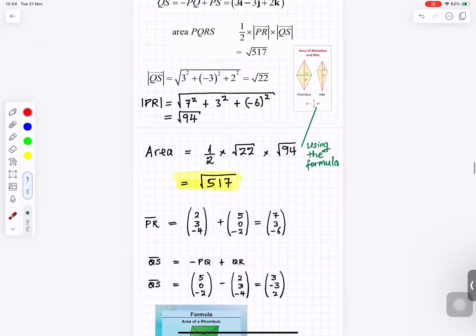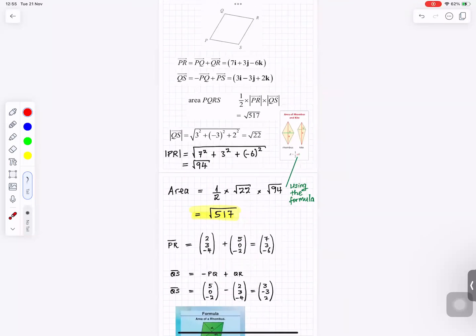So over here, I've shown you how to find PR. The magnitude of PR, 7 squared, 3 squared, 6 squared gives you 94. And then QS, underneath there, to get QS, you go minus PQ, you write that down, plus minus QR, minus PQ, minus QR, and then you got that form.